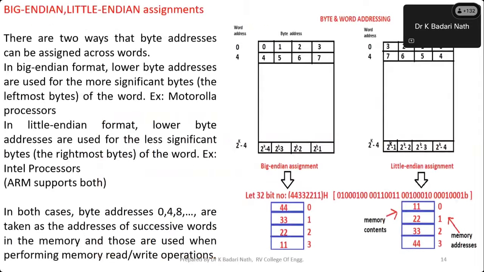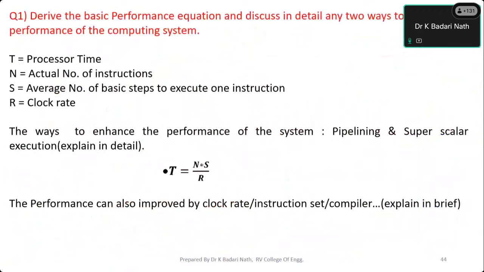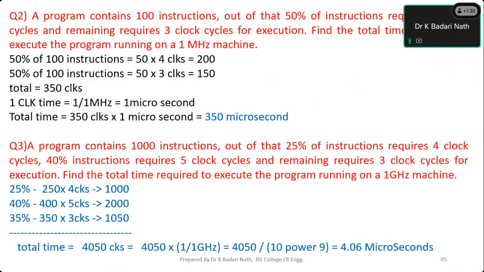I have just documented some questions at the bottom. We will finish and come back. Okay, now look at these questions. Let's solve these questions based on the knowledge we got from the formula. A program contains 100 instructions. Out of that, 50% of instructions require 4 clock cycles and the remaining require 3 clock cycles for execution. Find the total time required to execute the program running on a 1 megahertz machine. All parameters are there. Now let's start.